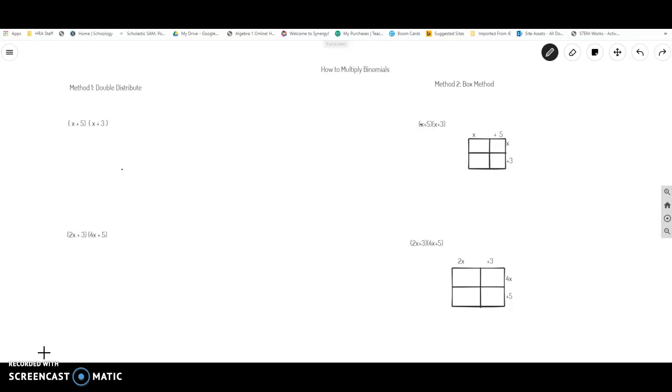This is where you're going to be using the distributive property, which you should know and feel comfortable with at this time. You're going to take this first variable, this x here, and multiply it times the x in the first one. That should give you an x squared, because you remember we add the exponents. So x times x gives us an x squared. Then we're going to take the x and multiply it times the 3. So that's going to give us a 3x.